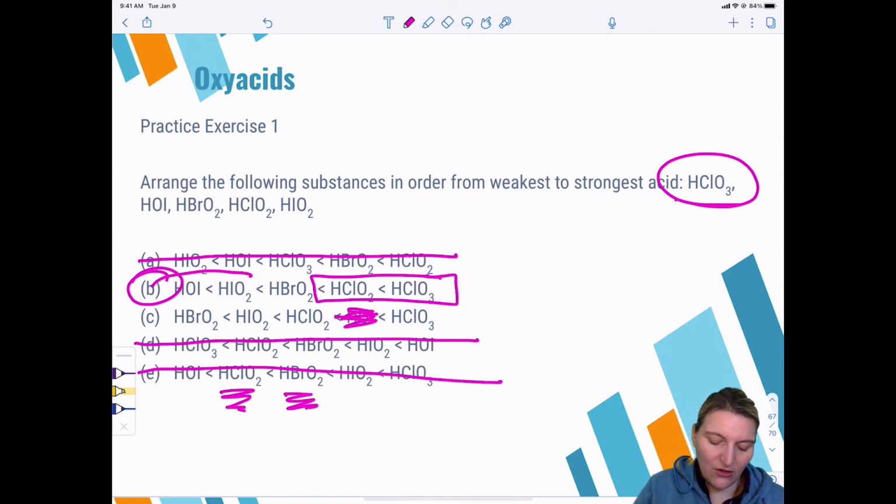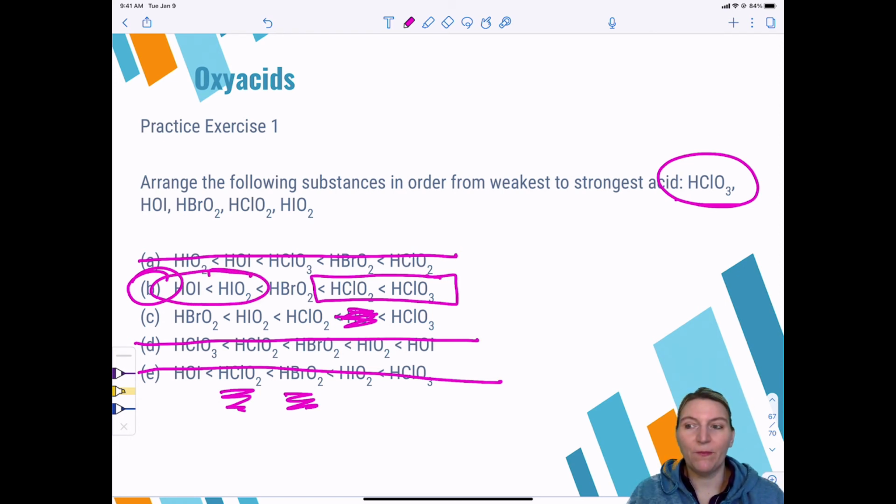Then we get here HIO2 and HIO. Iodine is the least electronegative of the halogens, so it's all the way down at the end. But again, the one with the least number of oxygen is the least acidic.